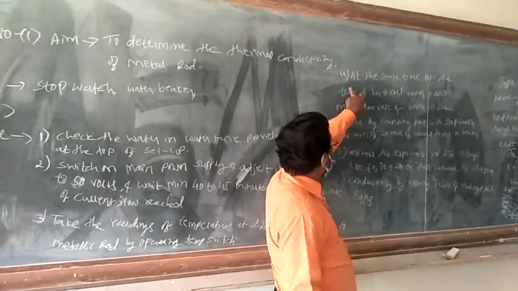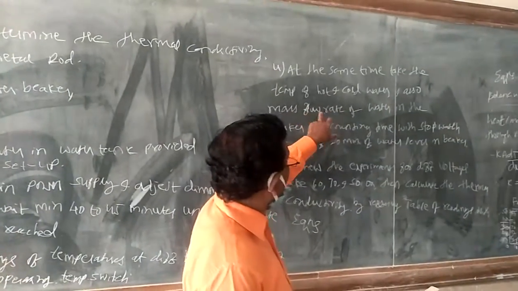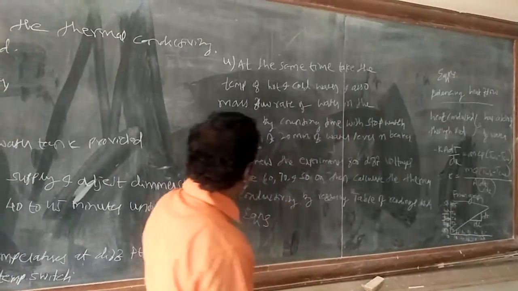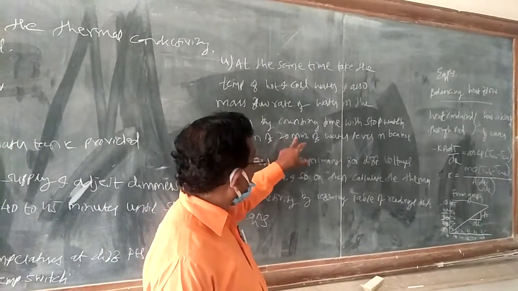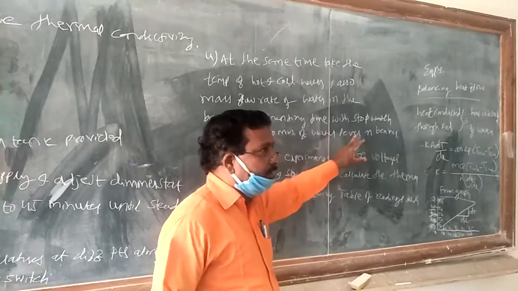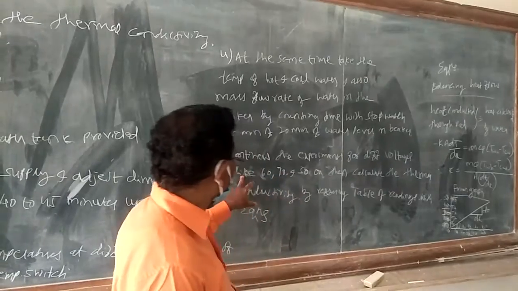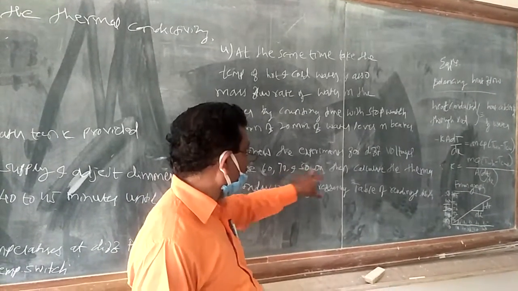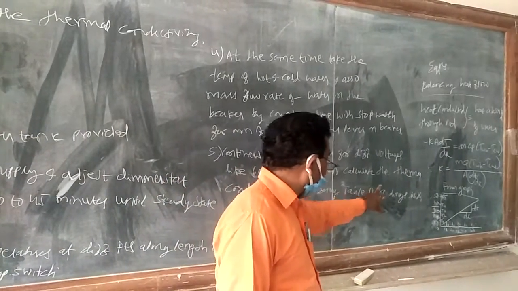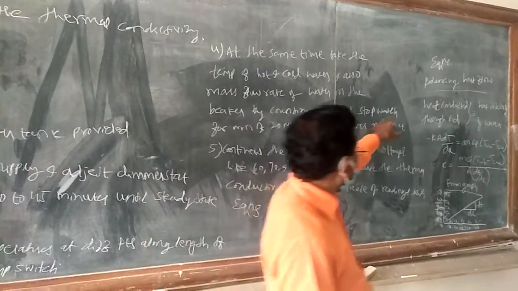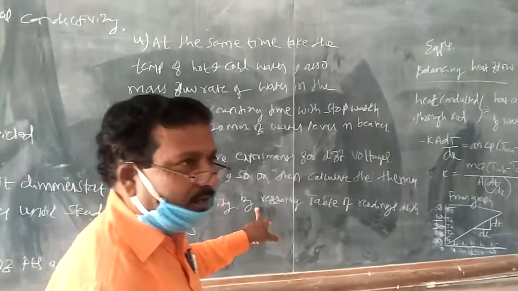4th one, at the same time, take the temperature of hot and cold water and also the mass flow rate of water in the beaker by counting the time with the stopwatch for a minimum of 20 mm of water level in the beaker. And next, 5th one, continue the experiment for different voltages like 60 and 70 and so on. Then calculate the thermal conductivity by referring to the table of readings with equations. Okay, the reading table you can refer to in the manual.